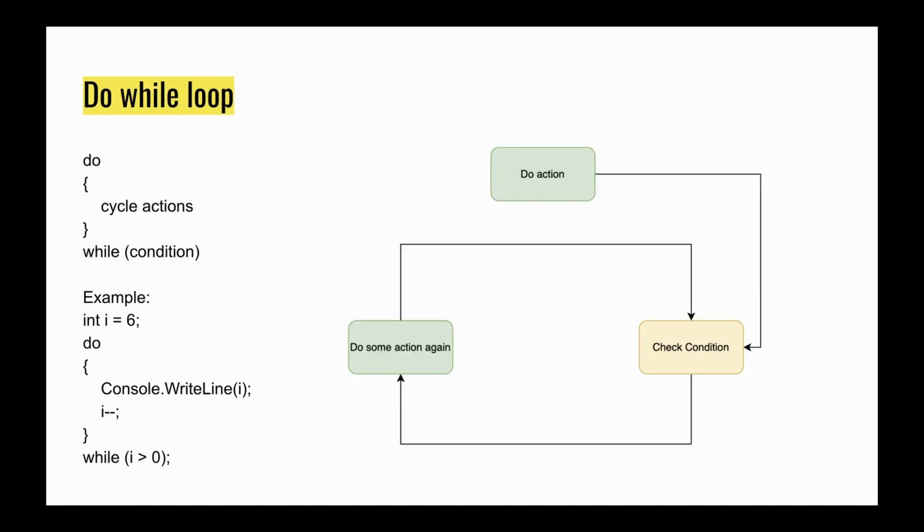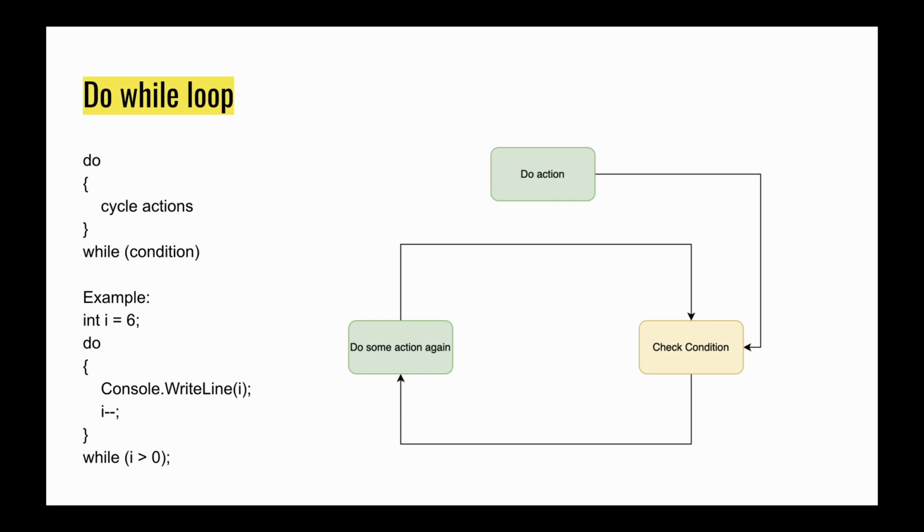Loop do while. In the do loop, the loop code is first executed, then the condition in the while statement is checked. And as long as this condition is true, the cycle repeats. Here the loop code will execute 6 times until I becomes 0.